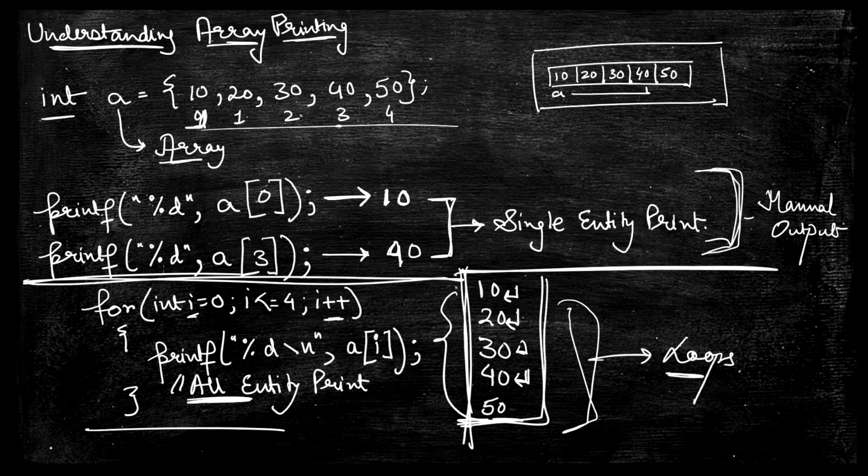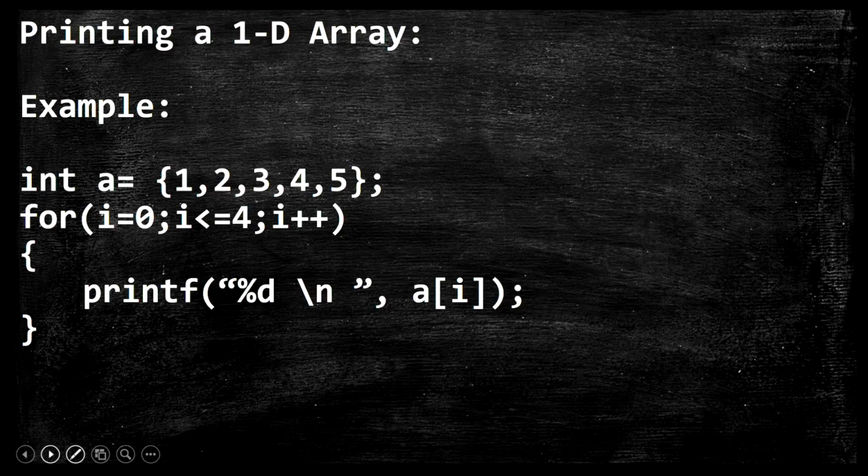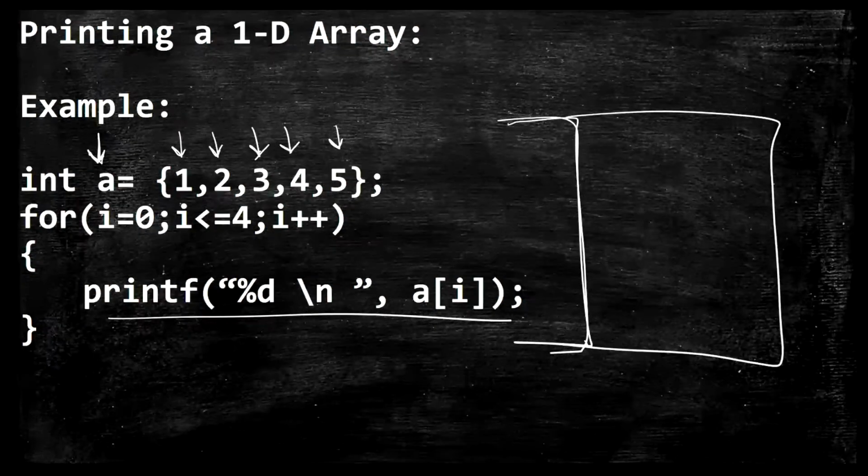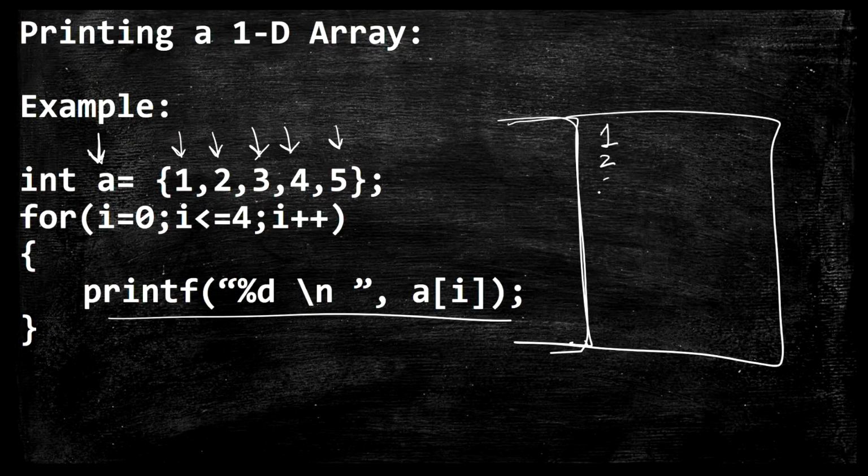Now let's move to the next topic, that is printing a 1D array. I have shown you an example over here. This is an example of printing a 1D array. A is the name of the array. It has 1, 2, 3, 4, 5. Then for i equal to 1, i less than or equal to 4, then printf %d a[i]. If this is my output screen, it will print 1, 2, 3, 4, 5 like this. Understood the concept of looping in printing arrays, right?